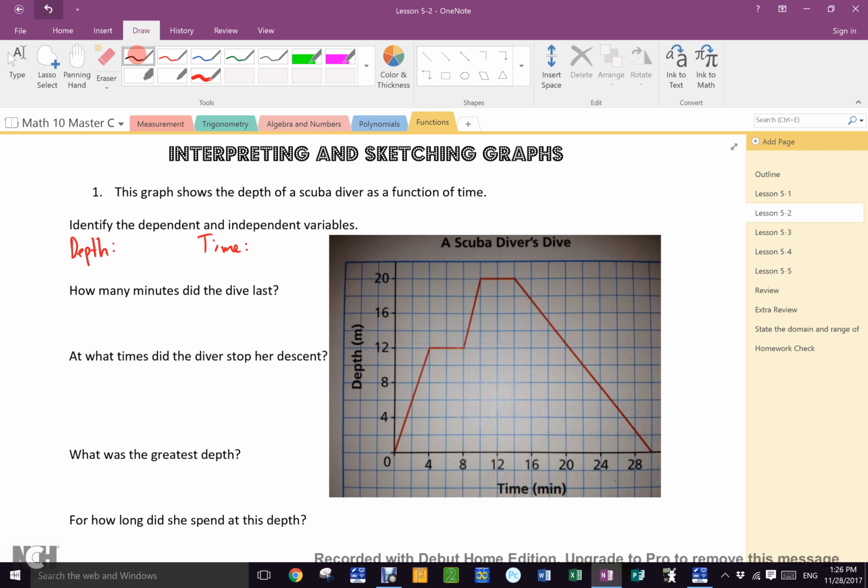Who would like to volunteer their estimate or guess? Isha. Depth is the dependent and time is the independent? Depth is the dependent variable. Time is the independent variable. Now, stop for a moment. Everybody was able to come up with something, I hope.